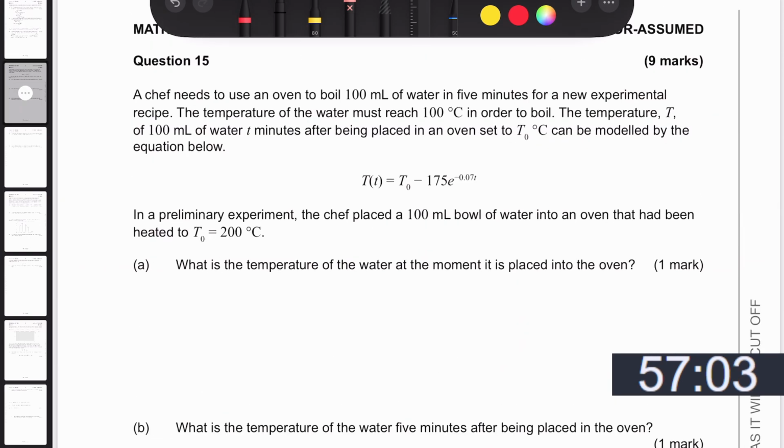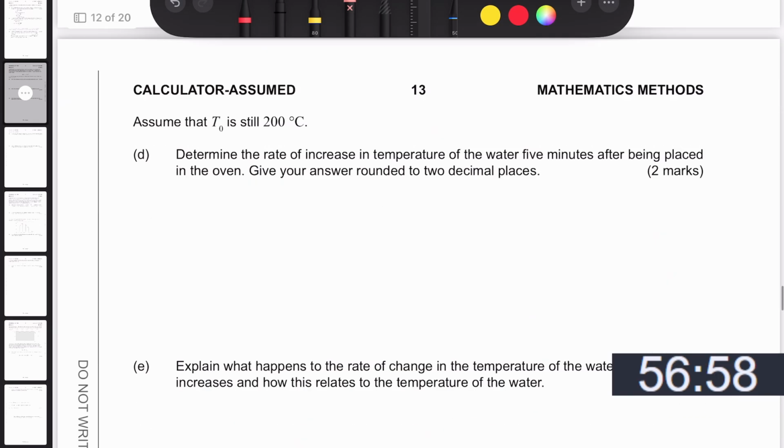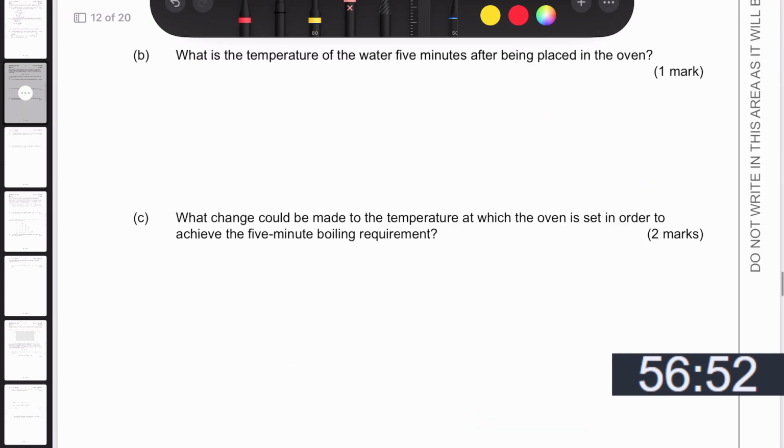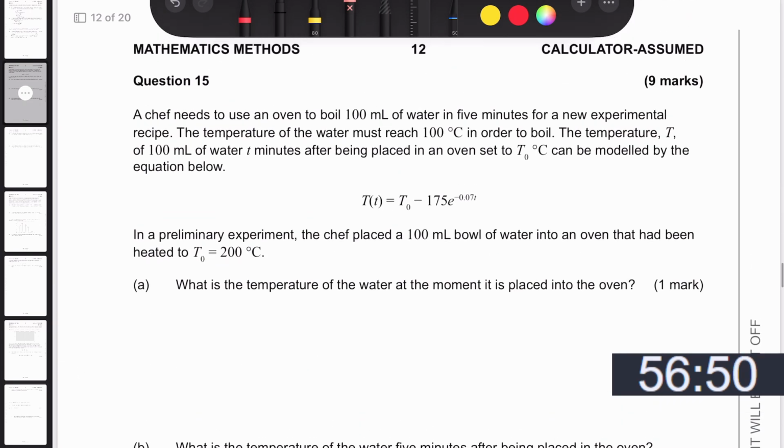Oh, a chef needs to use an oven to boil that. I feel like I've seen a very similar question. Anyway. Water must reach 100 degrees to boil. The temperature T of 100 milliliters of water t minutes after being placed in the oven is T degrees Celsius, modeled by the equation below. The chef placed a 100 milliliter bowl of water into an oven heated to 200. What is the temperature of the water at the moment it is placed into the oven?